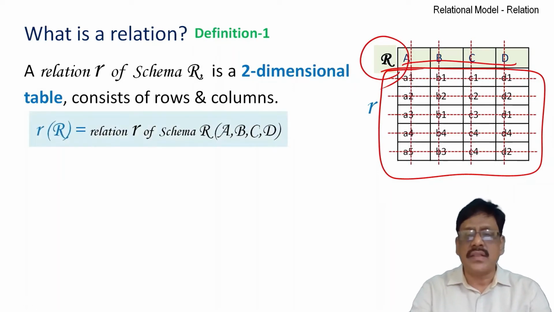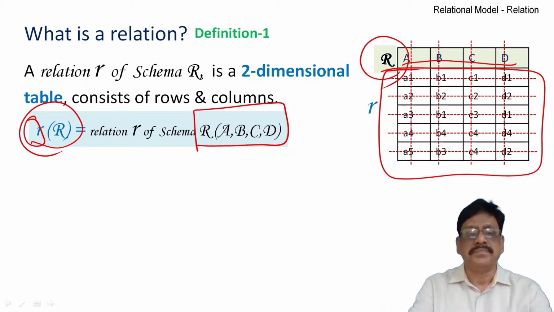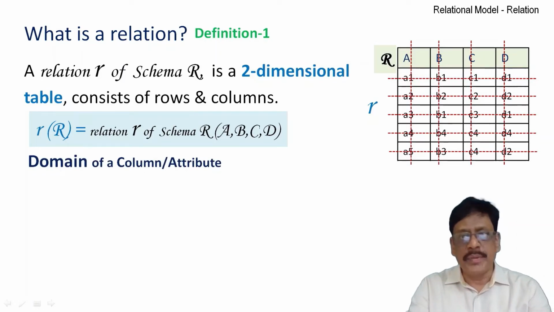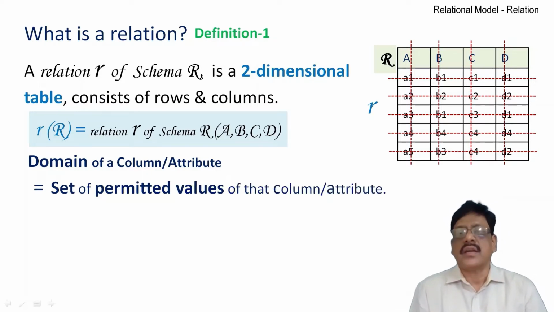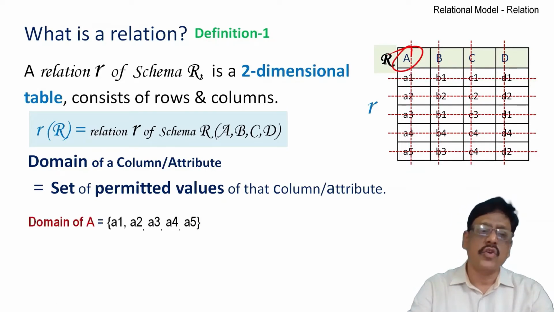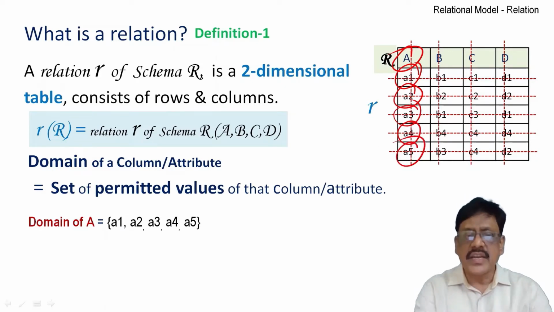That's why we write r(R). That means small r is the relation and it is based on the schema capital R that consists of the attributes A, B, C, D. Then another term: what is a domain? The domain of a column or attribute is the set of permitted values of that column or attribute. So if we say domain of A, domain of B, the domain of A will consist of A1, A2, A3, A4, A5. These are the set of permitted values.